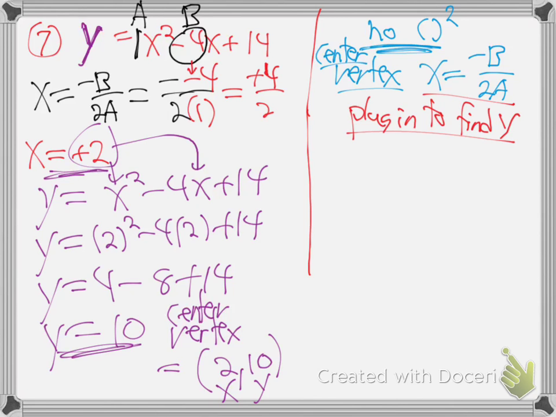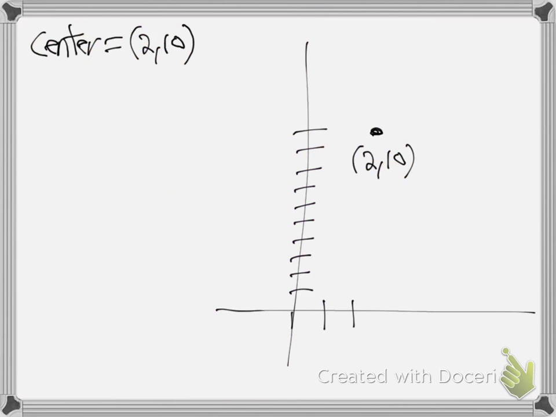The center's (2, 10). So we have to find the center in a different way when there's no parentheses squared. So you see in the two different methods, when you have parentheses squared, you do the opposite sign. But on this one, we don't have parentheses squared. So we need to do x is negative b over 2a, and then plug in to find y. So now we've got the center. Now how do you find the second point? Same way you did before.